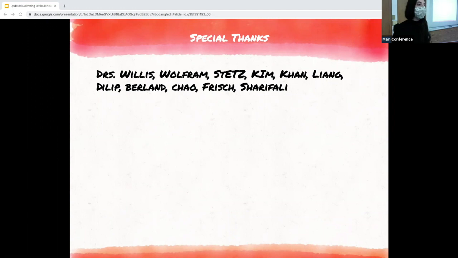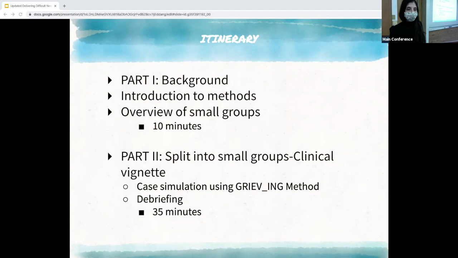So first, I'm just going to give a background about the grieving. We're going to focus on the grieving mnemonic, and talk about the nuances of both, when you would use both, and then we'll transition into a case vignette and end with a brief debriefing.